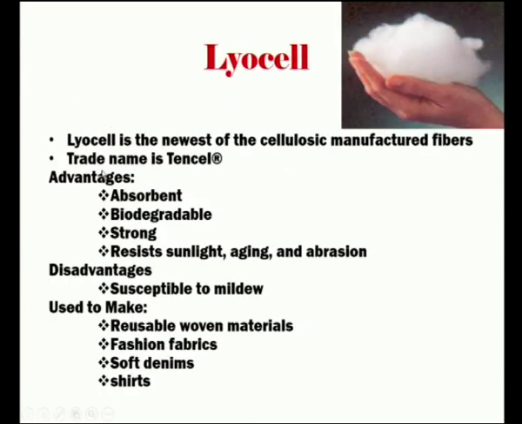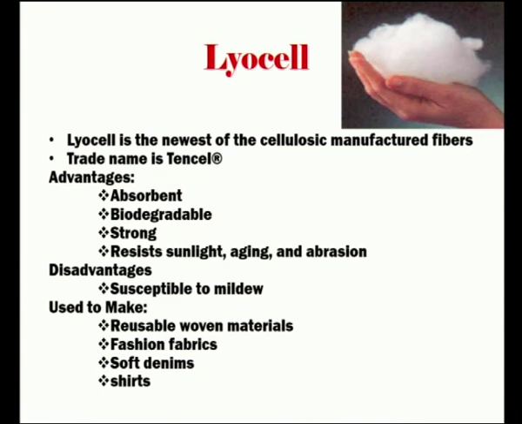Another class of artificial fibers is lyocell. Lyocell again is a man-made fiber material. Lyocell is the newest of the cellulosic manufactured fibers. The trade name in the market is Tencel. Advantages of lyocell are absorbent, biodegradable, strong, resist sunlight, aging and abrasions. These are some of the advantages. In case of disadvantages, susceptible to mildew. Used to make reusable woven materials, fashion fabrics, soft denims and shirts.